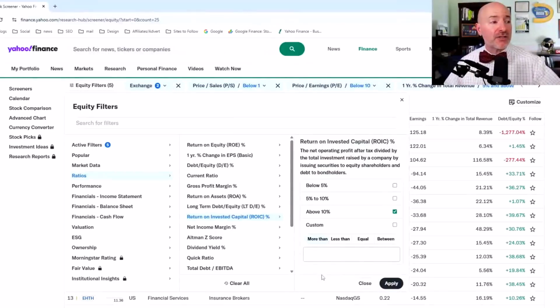A lot of these value stocks, a lot of these cheap stocks that are going to be triggered on this stock screener, are going to have a ROIC below 10%, and that's why their stock is falling. That's why their stock is so cheap, because investors just aren't getting rewarded for investing in that company. But here we've got companies with a return on invested capital above 10%. We're going to filter for that.